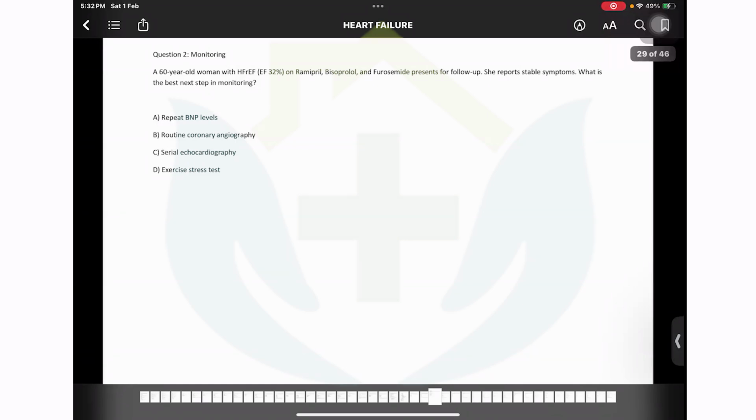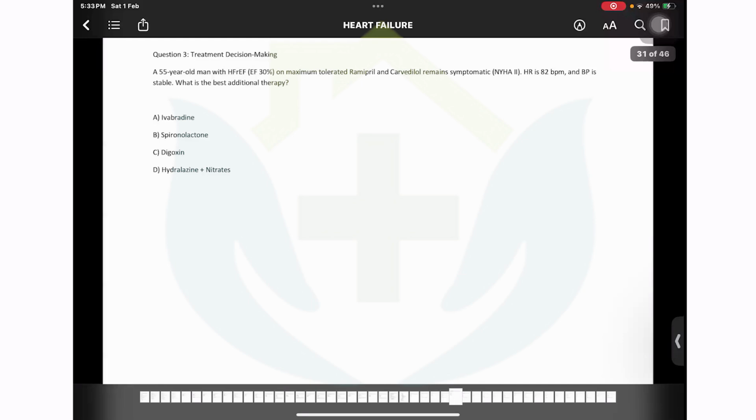Okay. Next question. A 60-year-old woman with heart failure with reduced ejection fraction and EF of 32% on Ramipril, ACE inhibitor, bisoprolol, beta blocker approved for heart failure, furosemide, loop diuretic presents for a follow-up. She reports stable symptoms. Is there anything that you would want to do? So now you would like to check if the EF has improved a bit. So serial echocardiography. So follow-up of these patients of heart failure is important with the echocardiography to assess disease progression and get a treatment response.